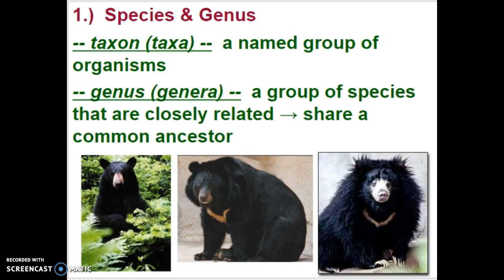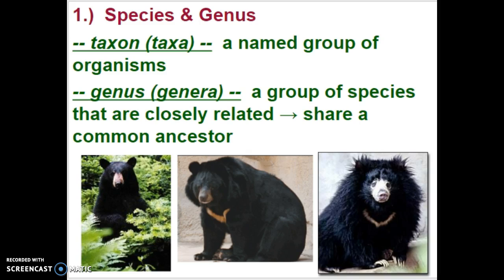So we're going to talk about the different divisions. A taxon, or if it's plural, taxa, is a named group of organisms. And the genus is a group of species that are closely related and share a common ancestor. Think of, for example, movies: there are lots of different genres of movies. There are comedies, dramas, horror films, suspense films, action films. Those are all different types of genres.